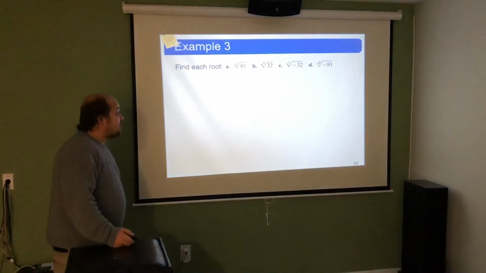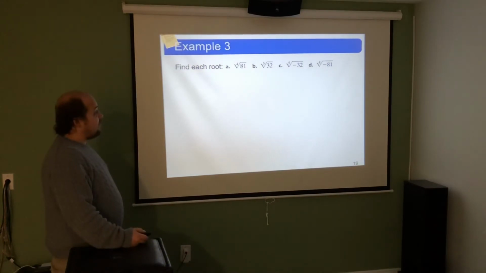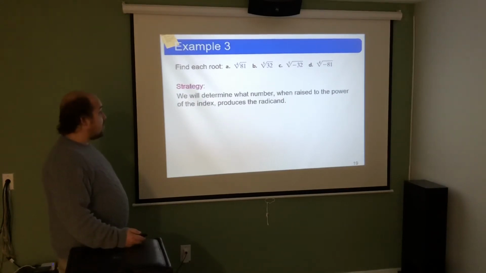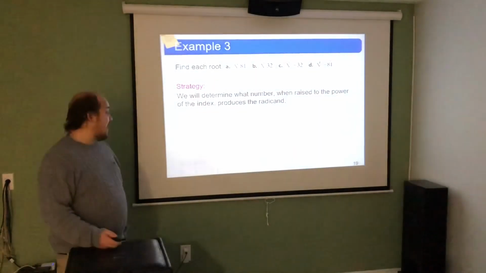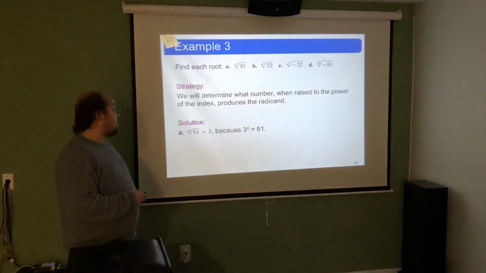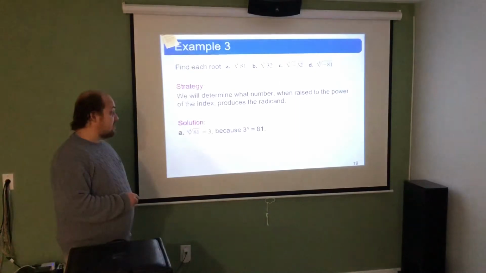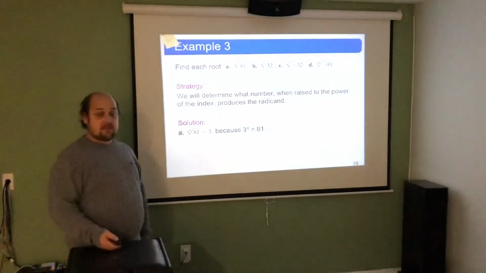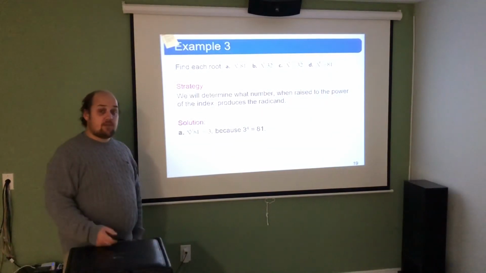Find each root: the fourth root of 81, the fifth root of 32, the fifth root of negative 32, and the fourth root of negative 81. So for each of them, we're going to determine what number, when raised to the power of the index, produces the radicand. For the fourth root of 81, it equals 3, because 3 times 3 is 9, times 3 is 27, times 3 is 81.